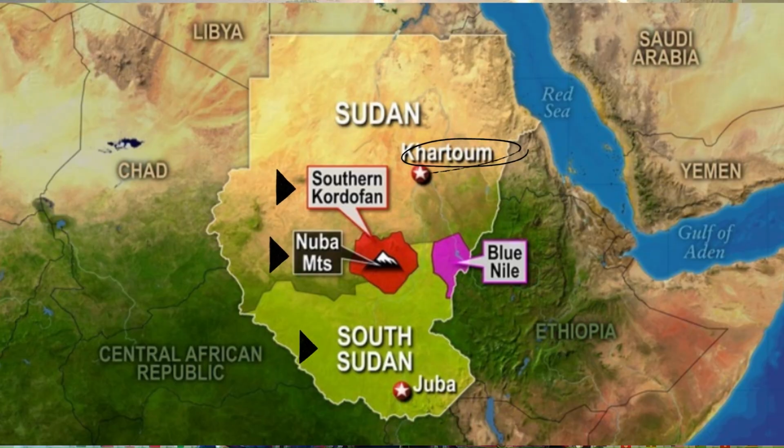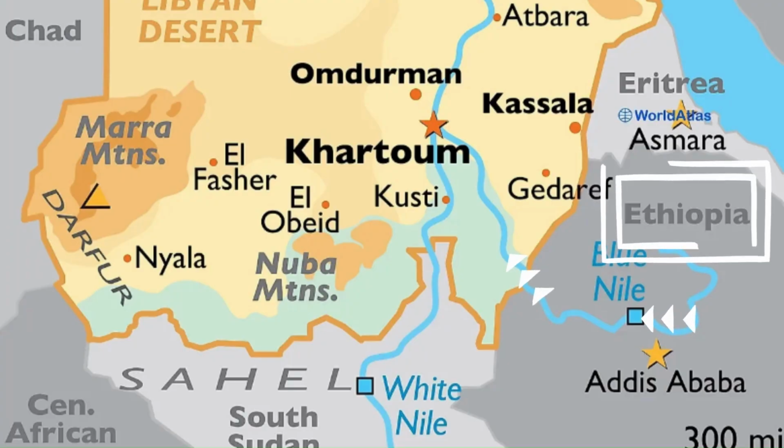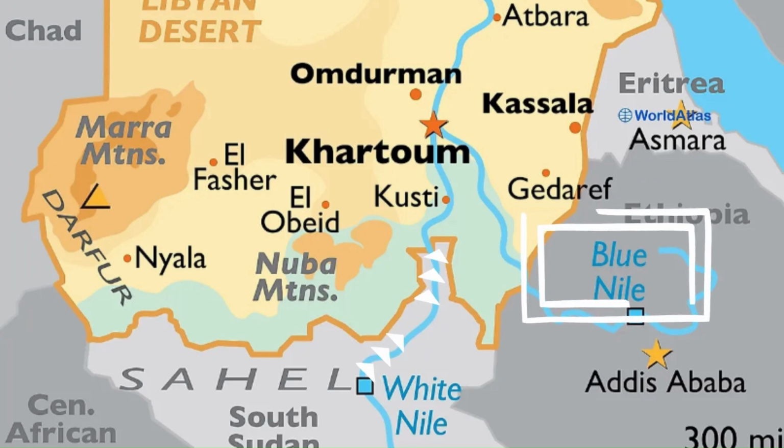The Second Sudanese Civil War also spread through the Blue Nile, a lake located in Ethiopia flowing about 900 miles from Ethiopia into Khartoum, Sudan's capital. The White Nile, which also flows through Khartoum, actually merges with the Blue Nile to create the Nile River.